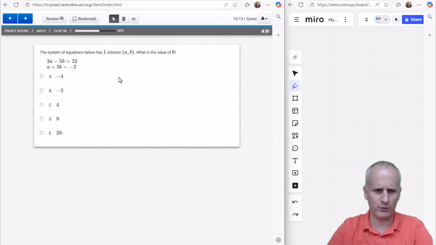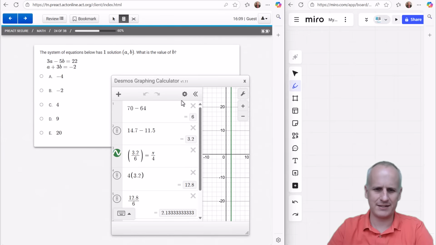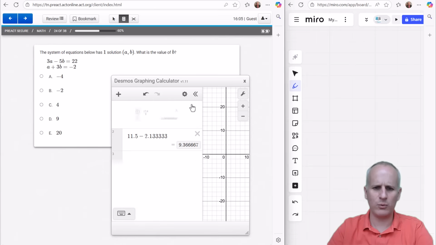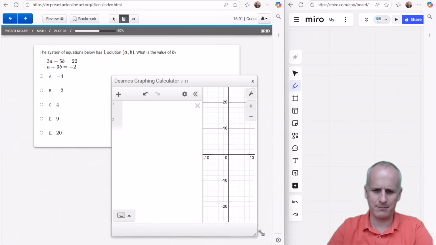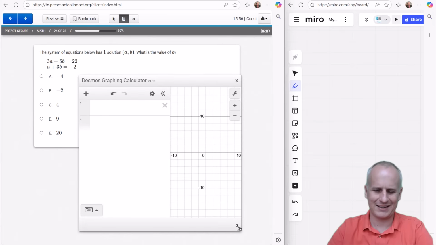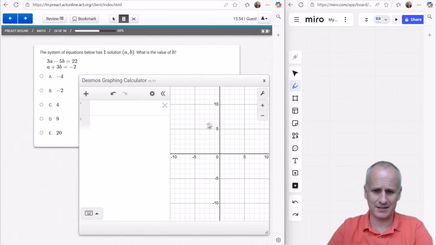We'll move on to number 24. Here we've got a system of equations, and this is another instance where the Desmos calculator can be really handy. You have to do everything with an x and a y, so we're going to convert our a and b into x's and y's here, but I'm going to just make this a little bit bigger, and I can just find where these things intercept, and I'm just going to zoom out a little bit to do so.